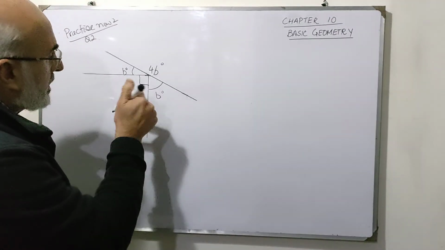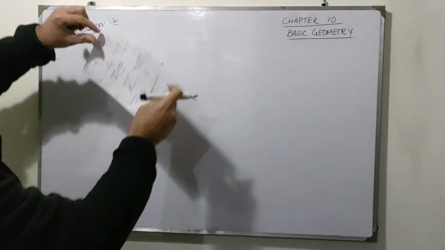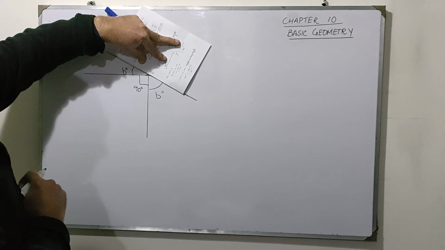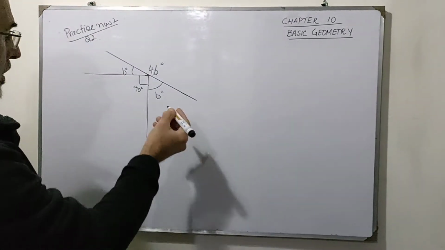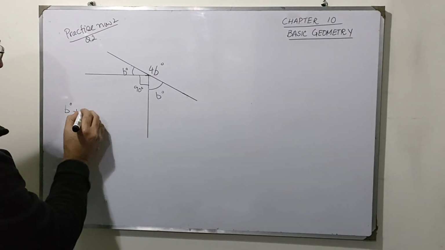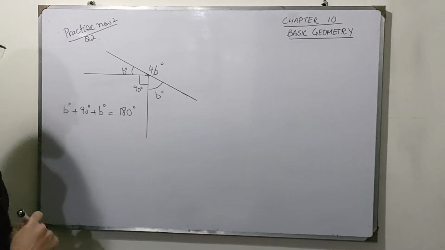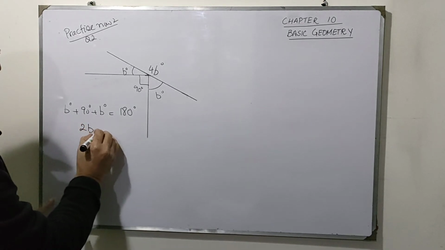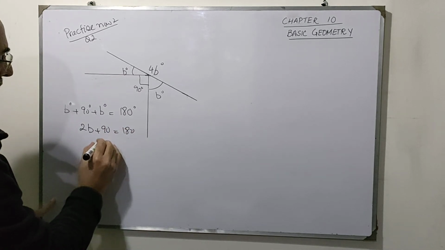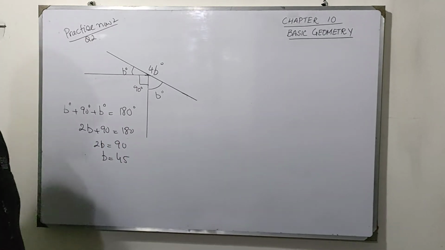We don't know what this B is, but what we know is this is a 90-degree angle, and also we know that the angles on a straight line are equal to 180 degrees. So now it becomes simple. B plus 90 degrees plus B is equal to 180. So 2B plus 90 is equal to 180, 2B is equal to 90, B is equal to 45. So we have the value of B now.